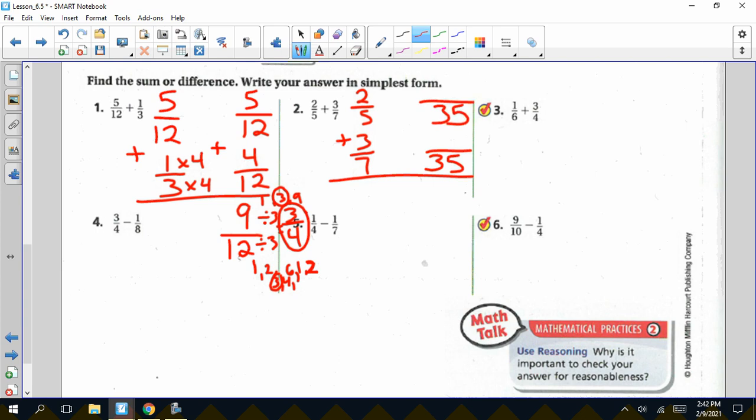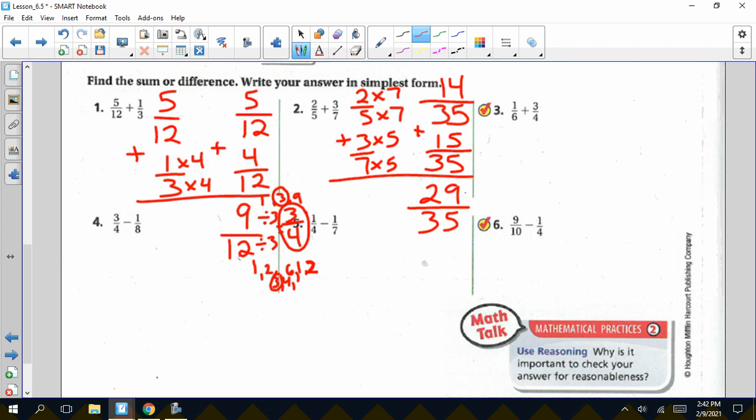Once we found our common denominator, we need to make equivalent fractions. So we're going to figure out 5 times what gives me 35, and that's 7. So I need to do 2 times 7, which is 14. Then we're going to do 7 times 5, and we're going to do 3 times 5, which is 15. Now that we have equivalent fractions, we add the numerators. 14 plus 15 is 29 over 35.